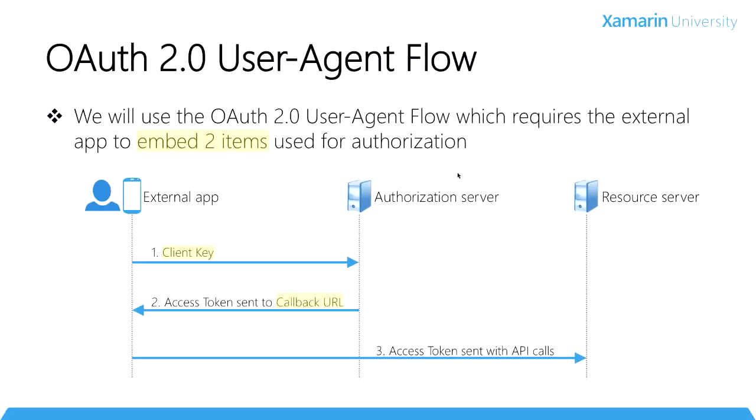Salesforce supports the OAuth 1A flow and several flows from OAuth 2. However, the Xamarin Salesforce component only supports the OAuth 2 user agent flow. The user agent flow requires that the external application and the Salesforce server agree on two values, client key and callback URL. Both of these two values will be embedded in our external app.